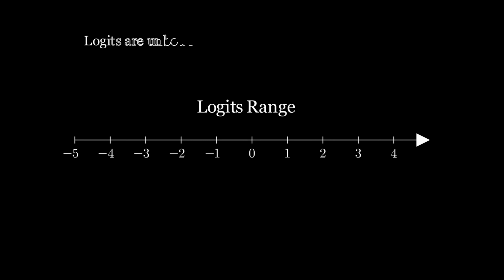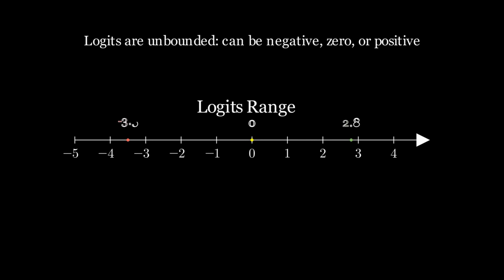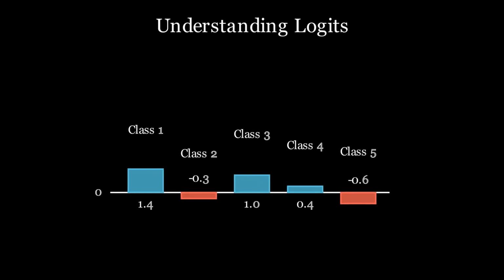Logits are the raw outputs generated by a model before applying any activation function, such as Sigmoid or softmax functions. These values are unbounded, meaning they can be positive, negative, or zero. Logits represent the model's unnormalized confidence scores for assigning an input to different classes.